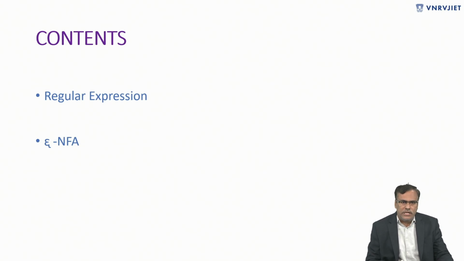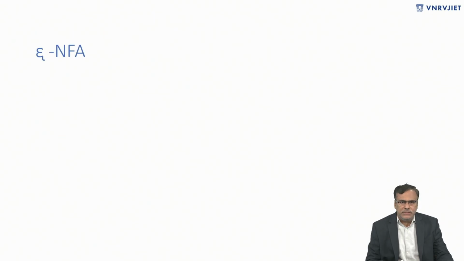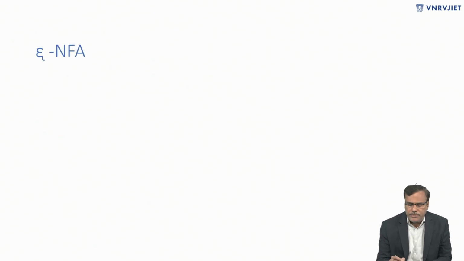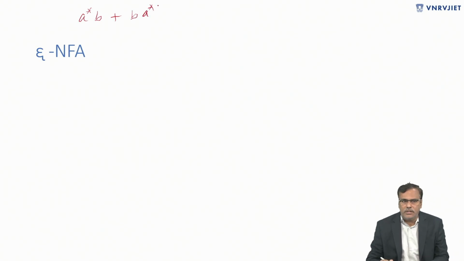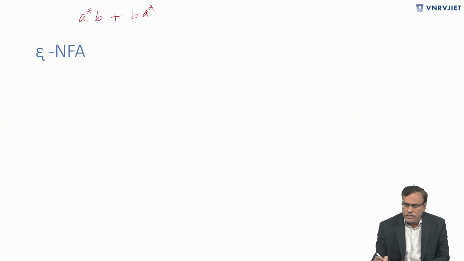Let us take one example of a regular expression. Suppose you have the regular expression A star B or B A star. How do you construct the epsilon NFA for this regular expression? First, we start with the basics. For A, you are going to design the NFA as follows.